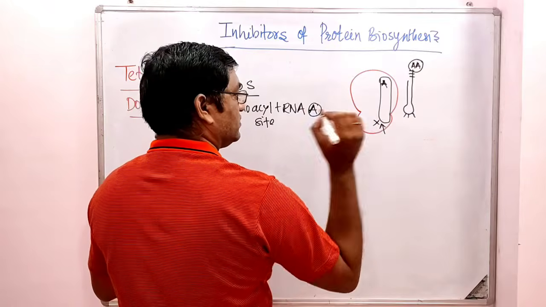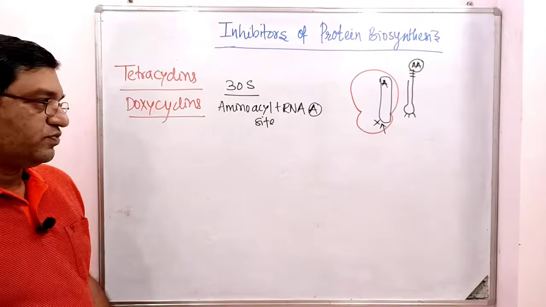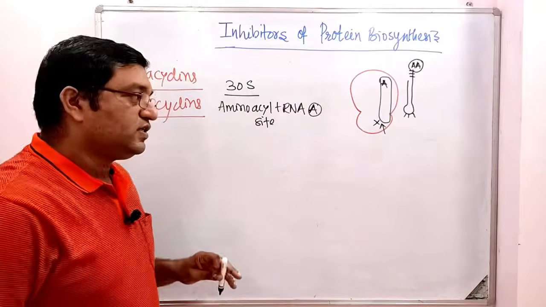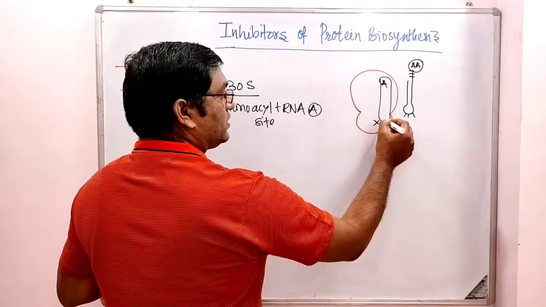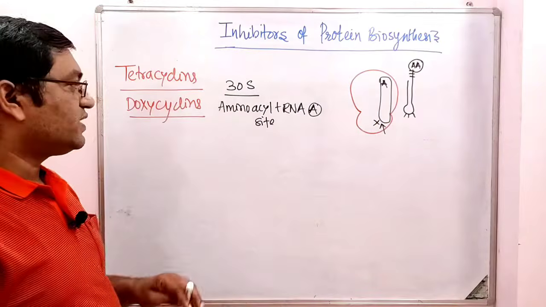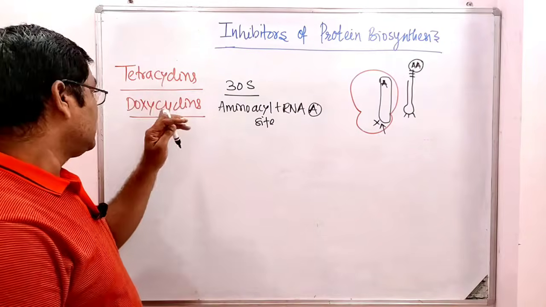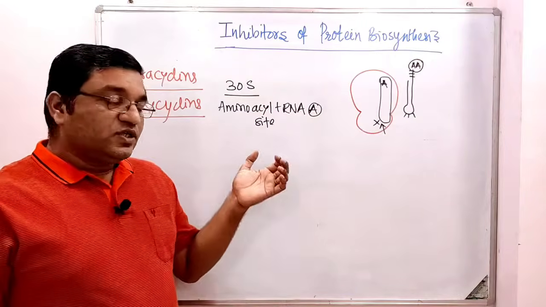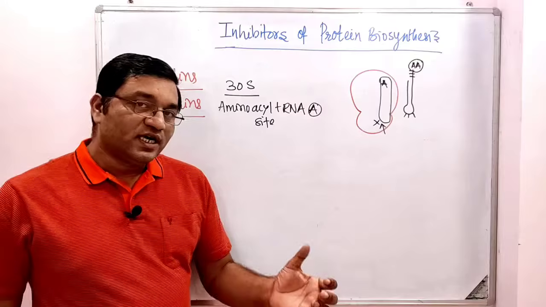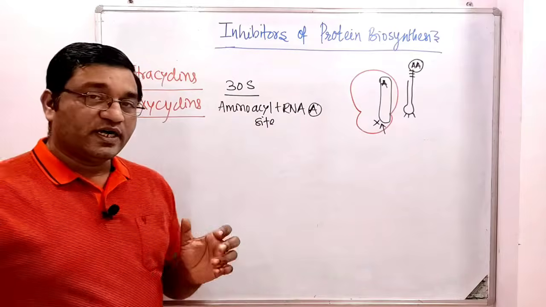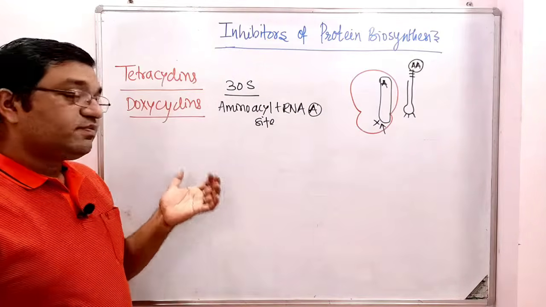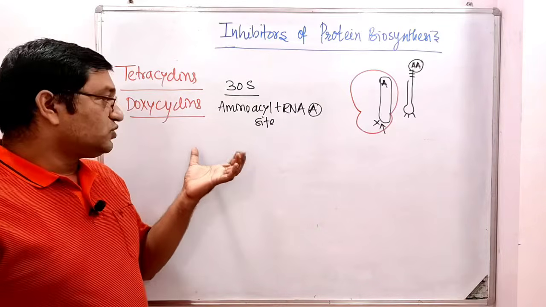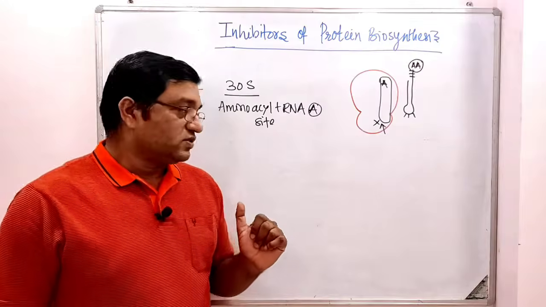This is the site of action. So it prevents the binding of this incoming aminoacyl tRNA to the A site. This is the mechanism of action of tetracycline, doxycycline. These are broad spectrum antibiotics specially used for atypical pneumonia, rickettsial infection, H. pylori infection, then in the treatment of syphilis. So it is a broad spectrum antibiotic and it is used for a number of diseases.